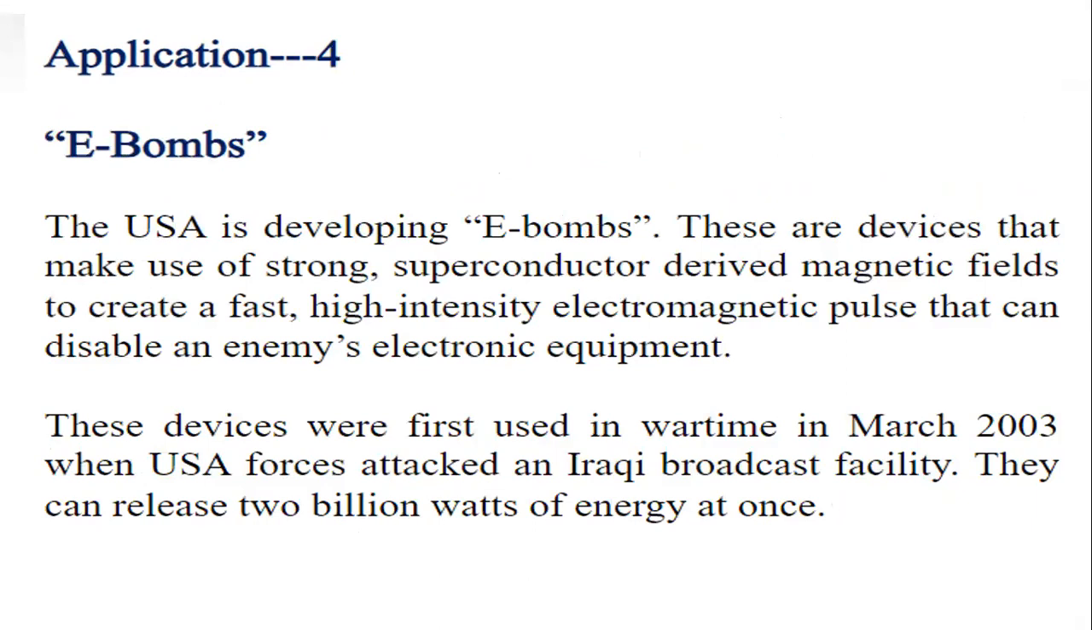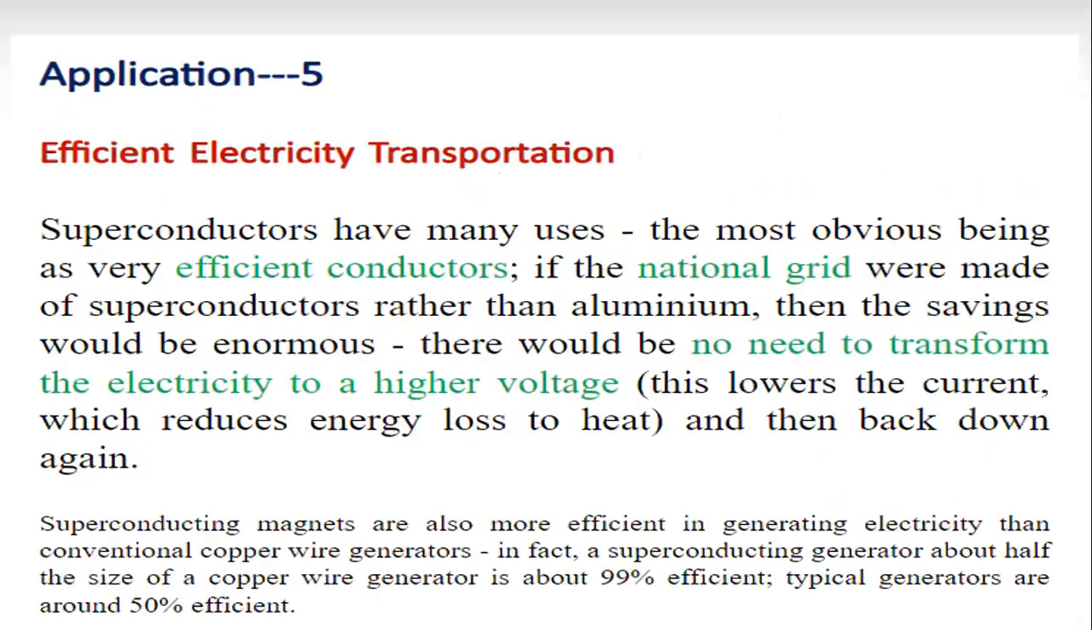So now the US is developing e-bombs. These devices make use of very strong superconductors which are driven by very high intensity electromagnets. These devices have been used by the USA in bombarding Iraqi facilities. You can just imagine, they can release 2 billion watts of energy at once. So this is one of the few examples of applications, right?